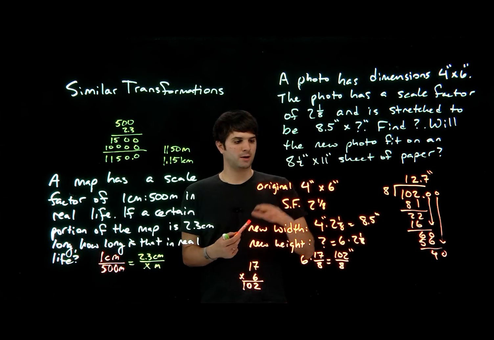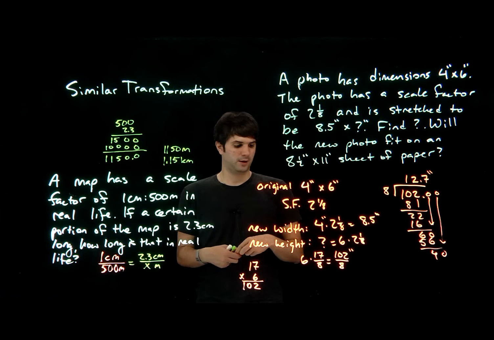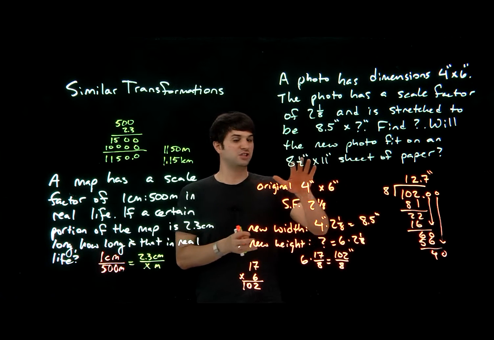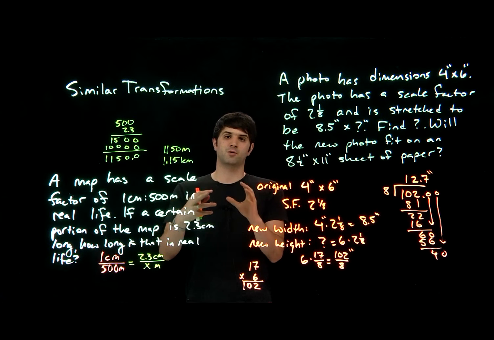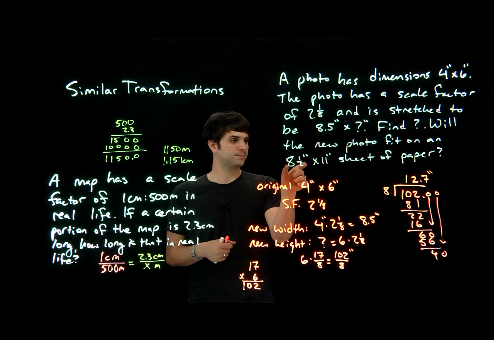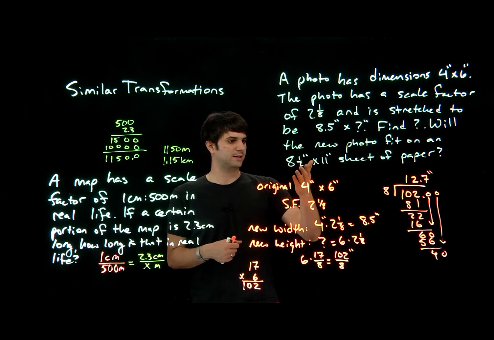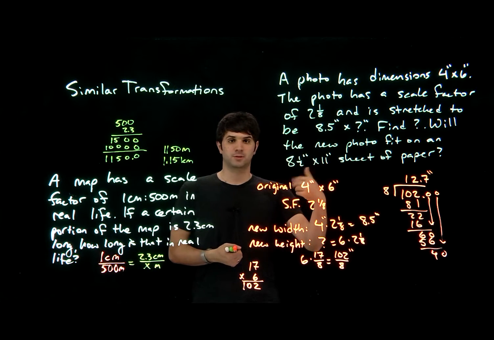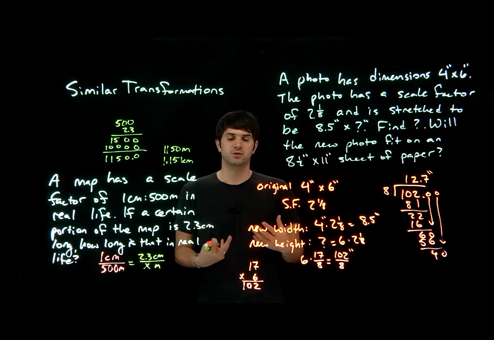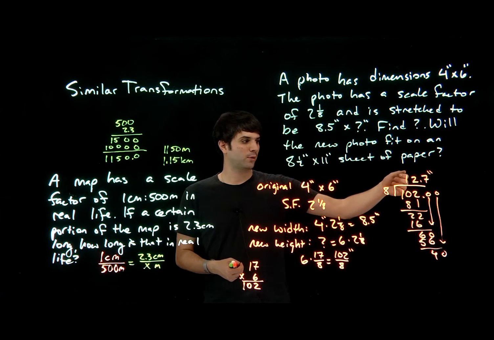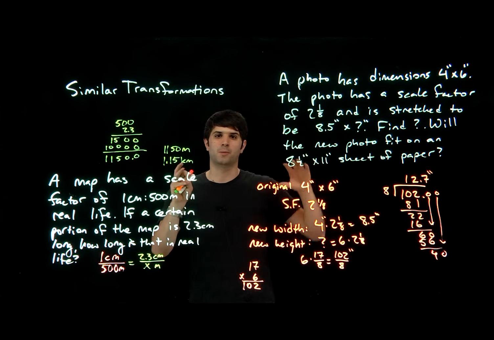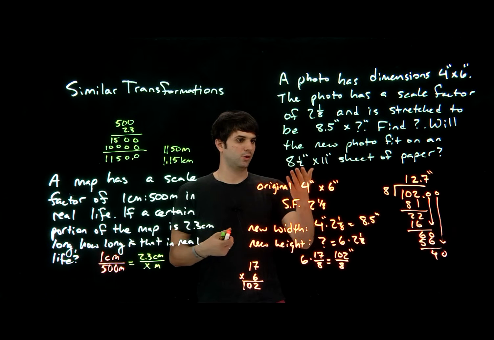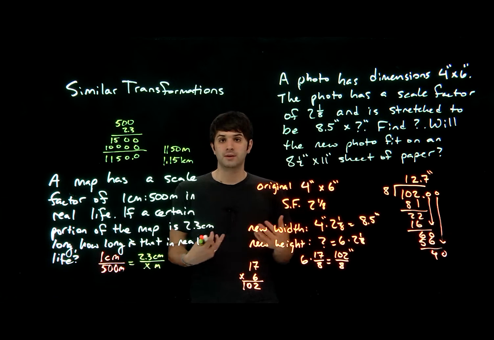So if we blow up a 4 by 6 photo and use a scale factor, making the width fit a sheet of paper, then it looks like this will not, in fact, fit on an 8.5 by 11 sheet of paper. If you want to keep the same ratio, you might have to crop the picture, maybe take off 1.7 inches. Maybe there are parts of the picture you don't want, or you might not utilize all of the width of your photo.